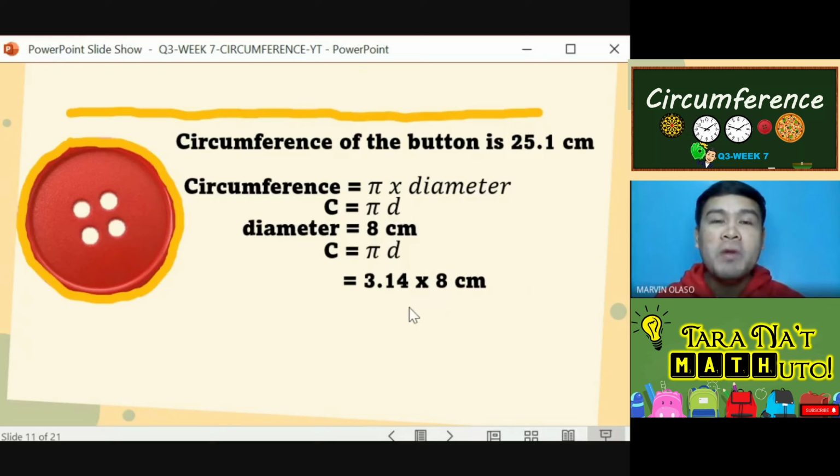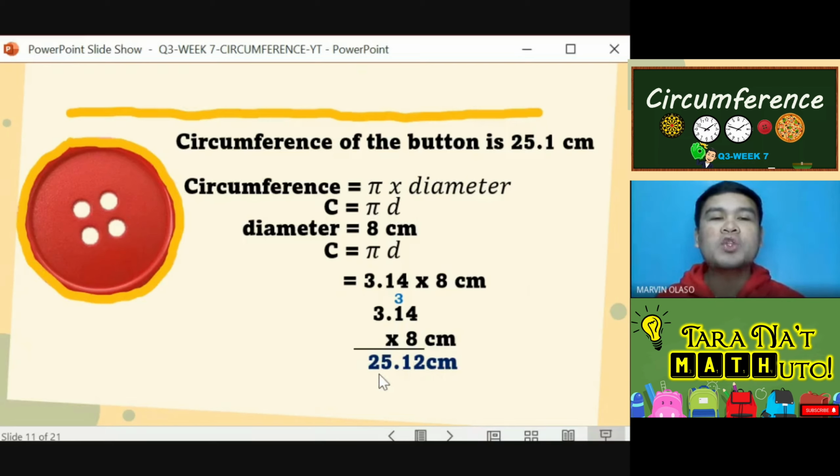So multiply. Remember the value of pi, 3.14. Remember, in multiplying a decimal and a whole number, multiply just like a whole number. 314 times 8 is equal to 2,512. So putting the decimal point, we have 2 decimal places, so the decimal point goes after 2 decimal places.